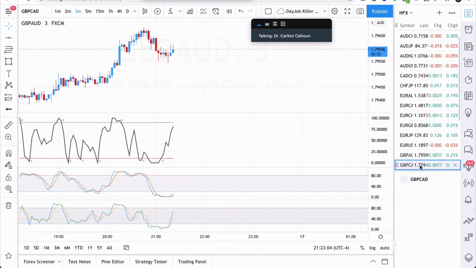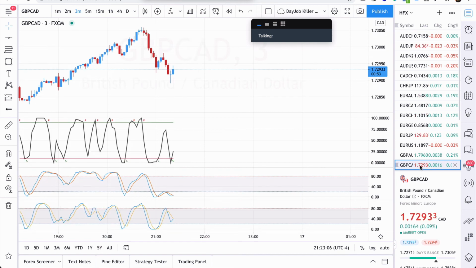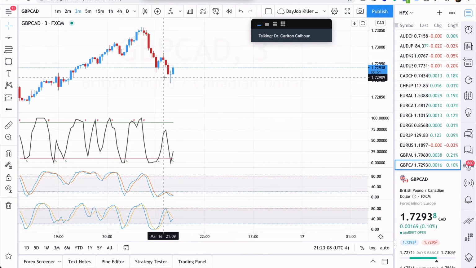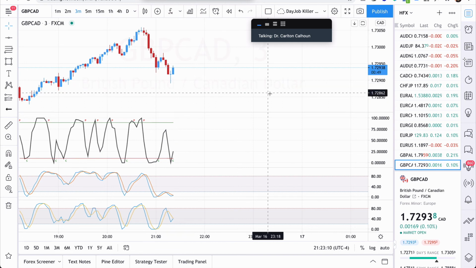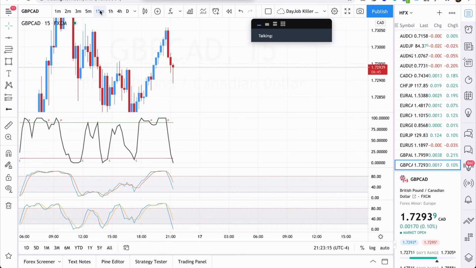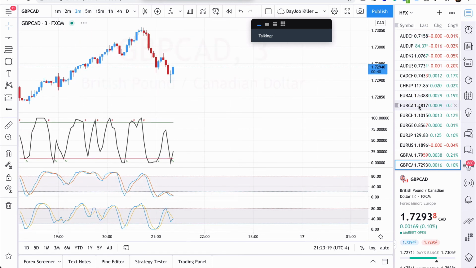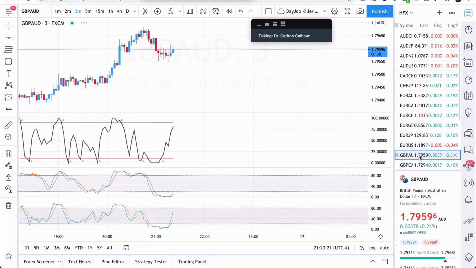Euro USD. Let's see what else is setting up. GBP CAD. That was perfect. Look at that morning star. Then you got the C. That was perfect.